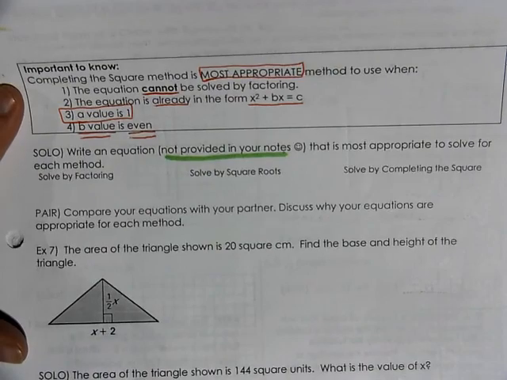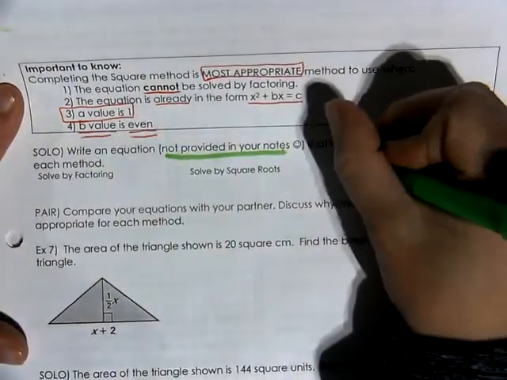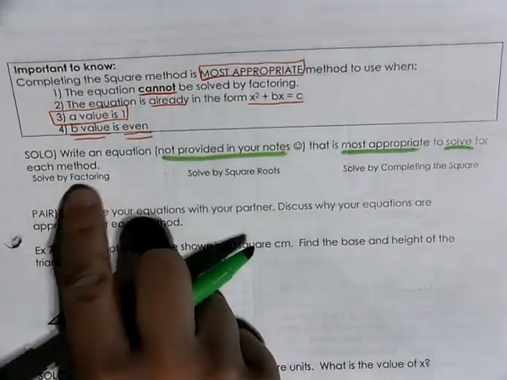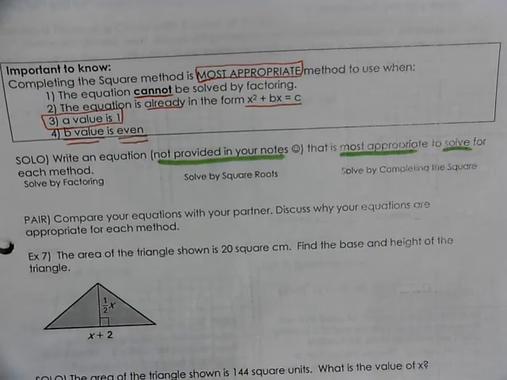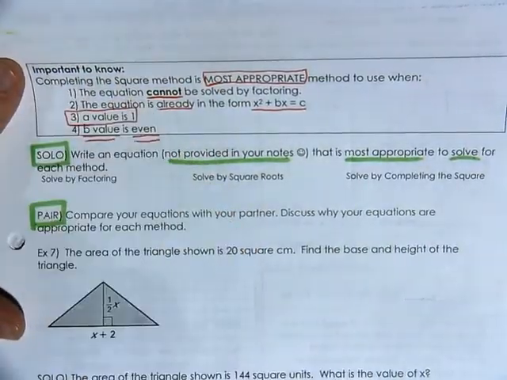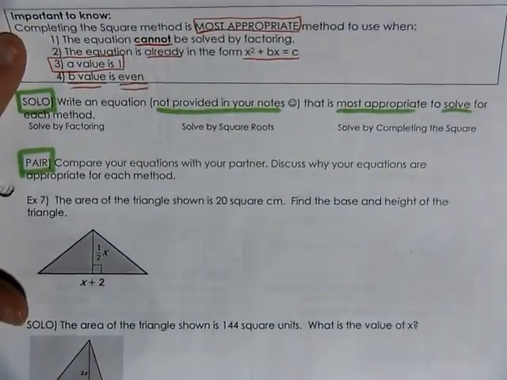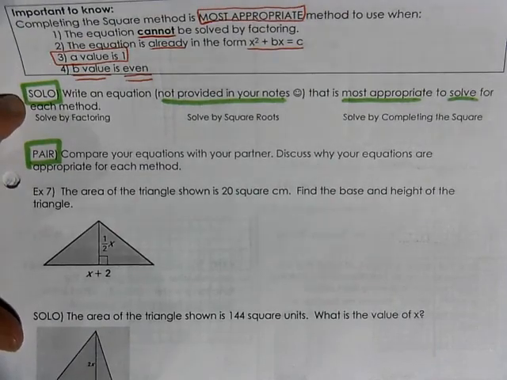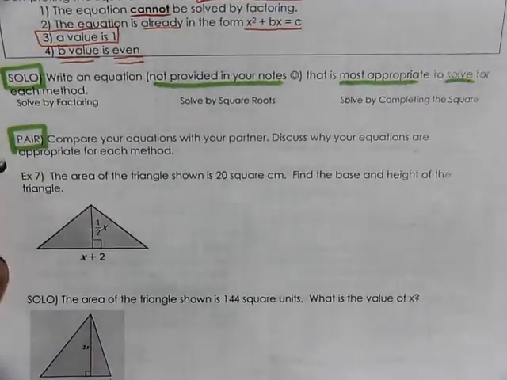Come up with your own equation that is most appropriate to solve using each of the methods that I've already taught you. Factoring, square roots, and completing the square. So that is going to be your solo question. And we also have a pair question. Compare your equations with the people in your group and then discuss why your equations are most appropriate. So this is something that you will do on your own and then you will compare.